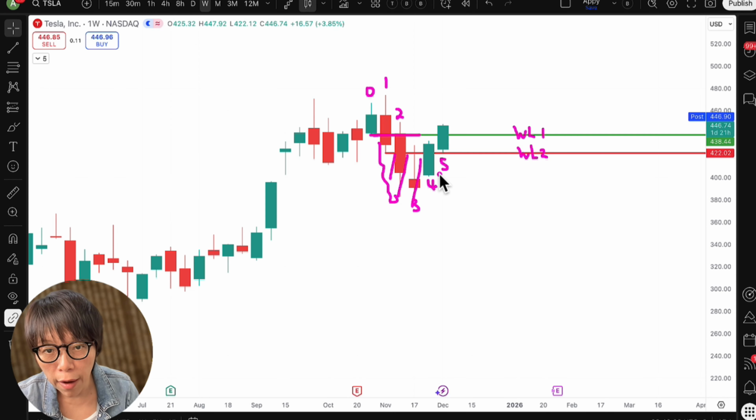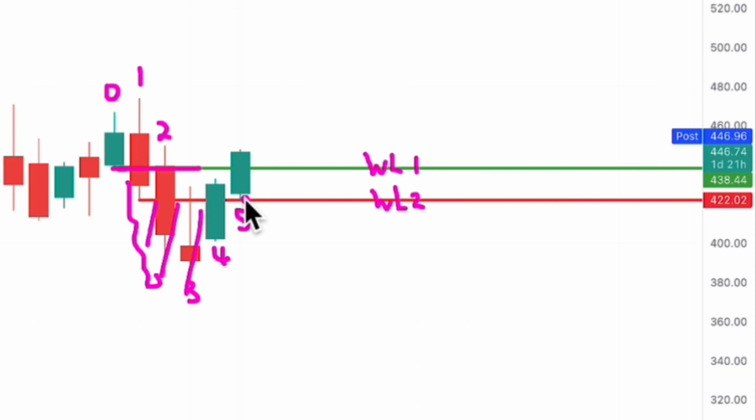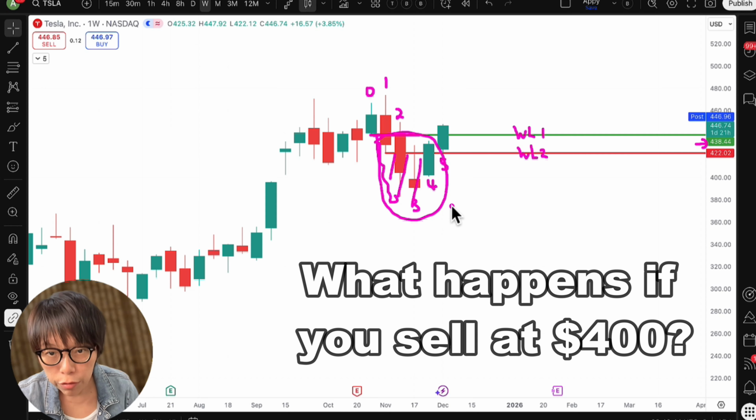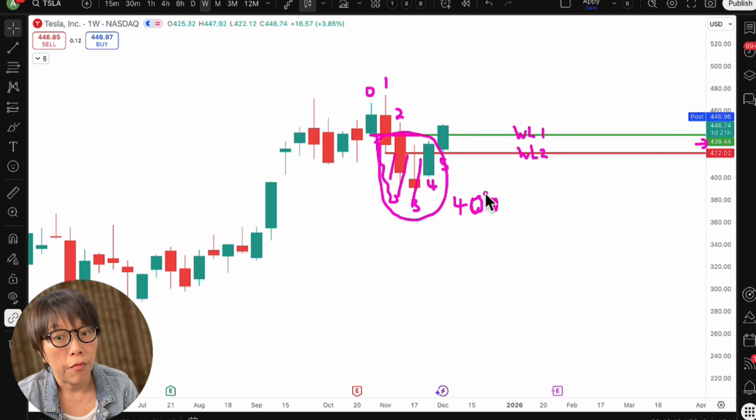Now, when candle number 5 came and it traded higher than 438, which was the price of the wash line number 1, this means that whoever sold here, they sold at a lousy price. They sold at a much lower price because price was able to trade higher than whatever they sold. Now, what happens if you sell at an average of $400, let's say, and then just 2 weeks later, you find that price is now trading at 446.